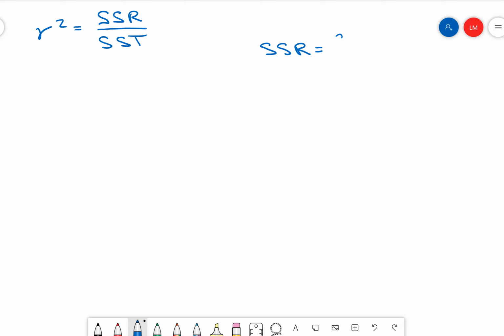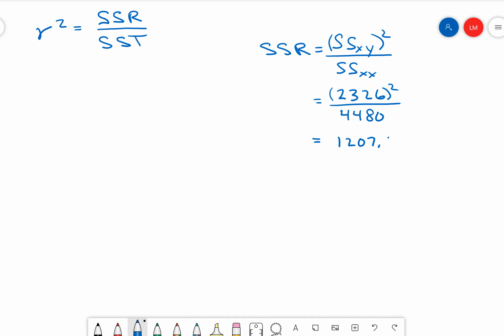So we need to plug in our formula here. SSXY, we don't forget to square it, divided by the sum of the squares of the x's. We can plug these in because we've already calculated these: 2326 squared divided by 4480. And we get 1207.65. We also have calculated the total sum of squares, because we calculated earlier the sum of the squares of the y's, and we got 1265.